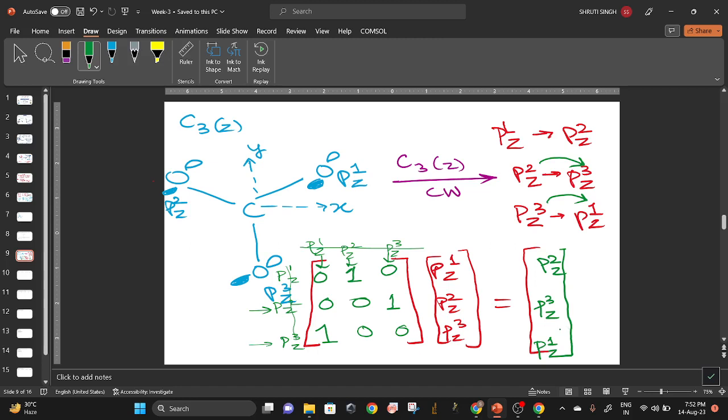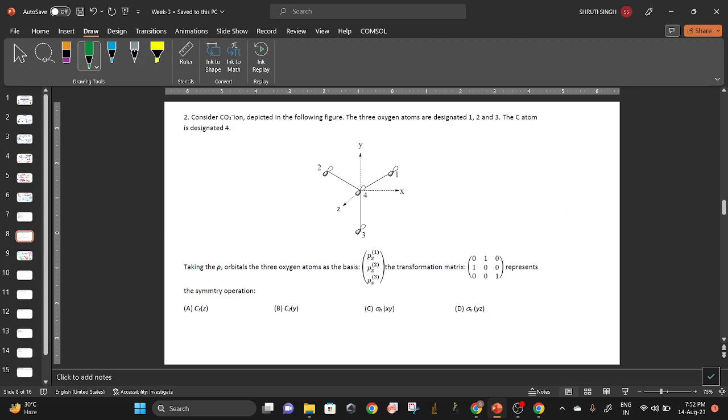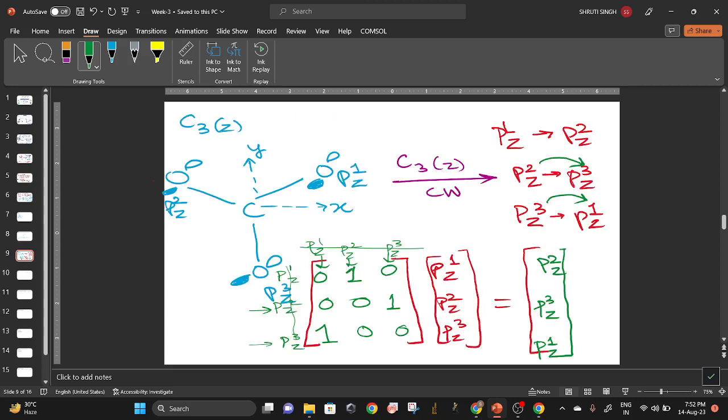Both of you okay? Yes, madam. Okay, fine. Now what was the second option? This matrix is our matrix for C3 clockwise. Is this the same as the given one? No, ma'am. It is different. Even if you do it for anti-clockwise, it will not be the same.